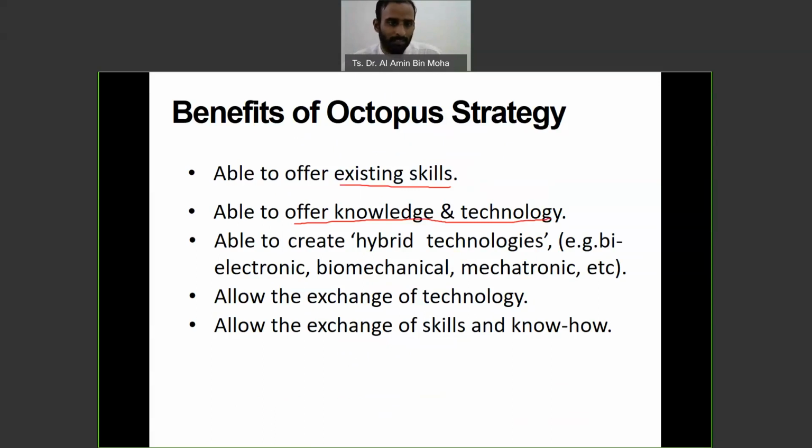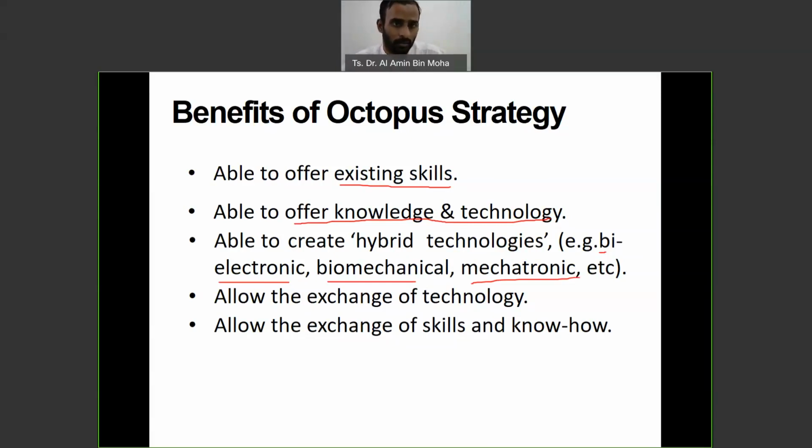Bioelectronic, biochemical products, mechatronic products. It's hybrid technologies. If not, we're just going to have mechanical, then it's just mechanical. But we have mechanical and mechatronics, so it's mechanical and electronics. So we can have mechatronics, biological and mechanical. So we have hybrid technologies.